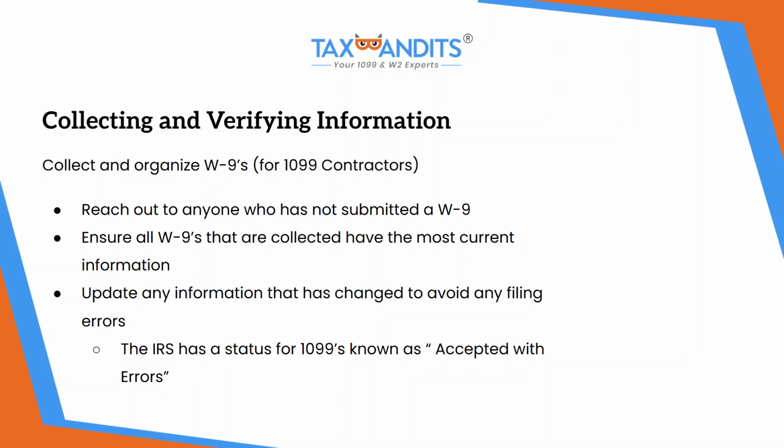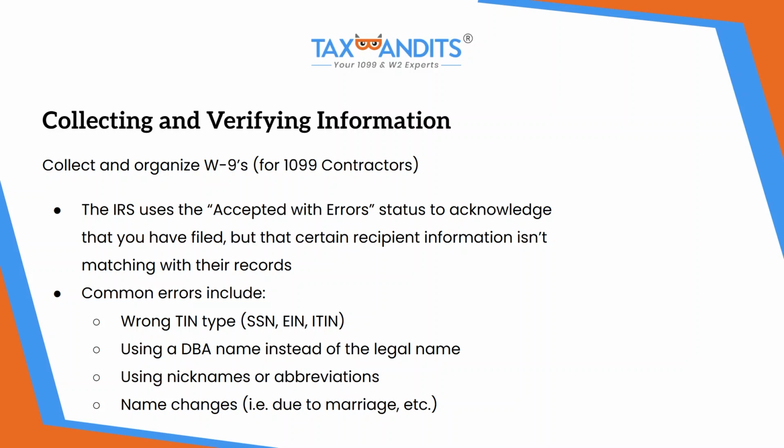Collect and organize your W-9s for 1099 contractors. Reach out to anybody who has not submitted a W-9. Ensure all W-9s that are collected have the most current information. Make sure any W-9s that are collected that you update the information if anything has changed. This will help to avoid any filing errors with the IRS. The IRS has a status for 1099s known as accepted with errors, and we'll go over some reasons that come up with that status. Collect and organize the W-9s with the accepted with errors status.